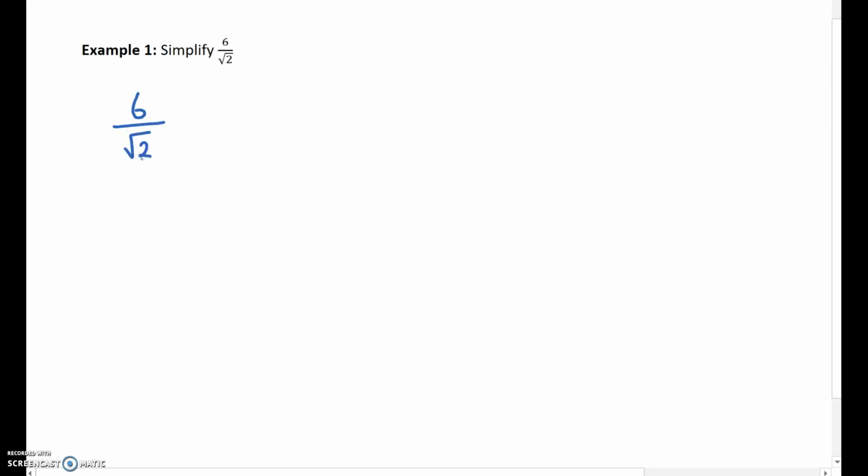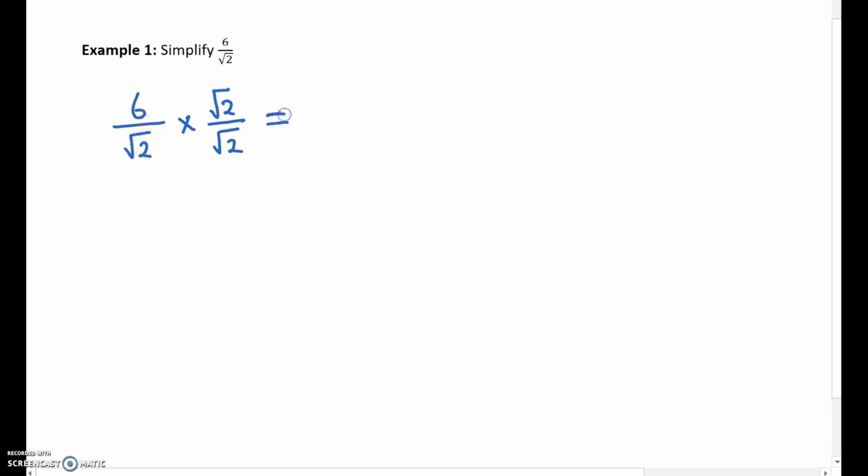Now, when we have a simple case like this, with just a square root on the bottom, that's the only thing that's on the bottom, all we have to do is multiply both the top and the bottom of the fraction by the original square root that appeared on the bottom. So since root 2 appeared on the bottom, we multiply the top and bottom of the fraction by root 2.